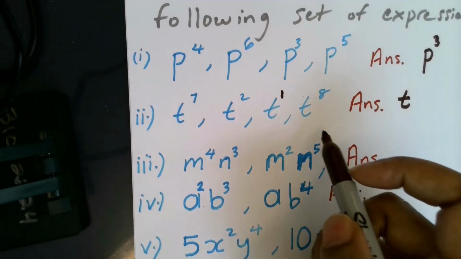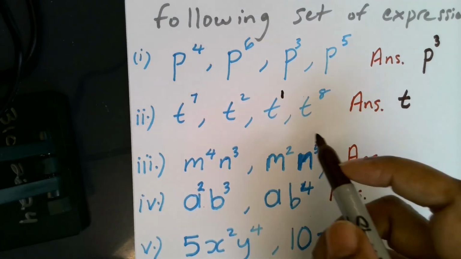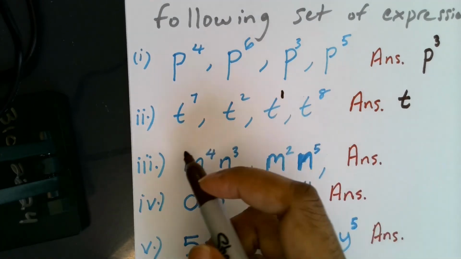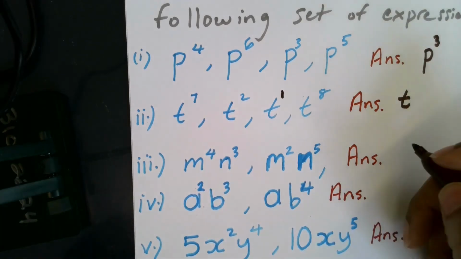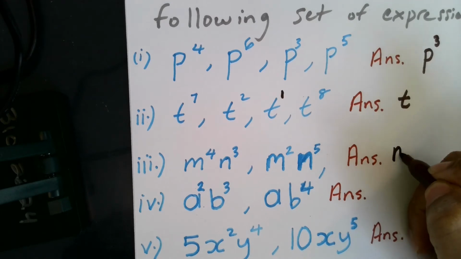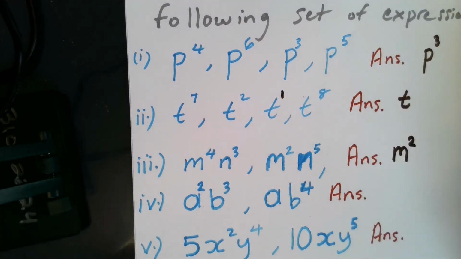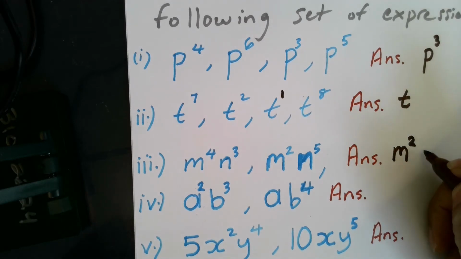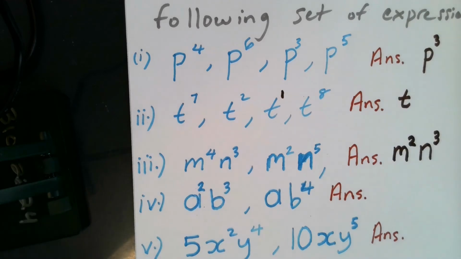The greatest common factor of these 2 expressions, all right, is m squared n cubed. All right? And how did I get that?